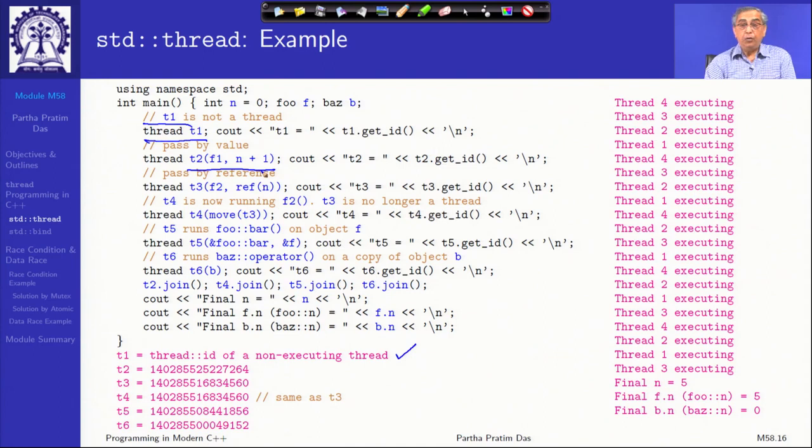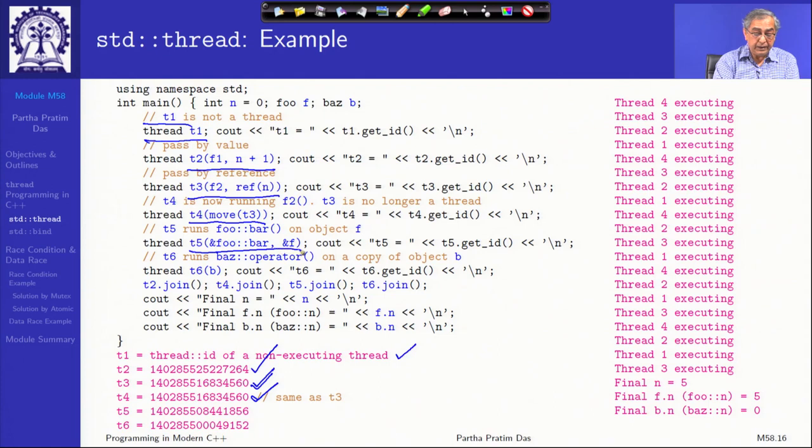In the second, we have given function f1 with a parameter n plus 1. So, this is another way of constructing the thread. Earlier we did bind and then passed the functor. Here we can directly pass that. We saw the explicit constructor with variadic templates. So, it does construct T2. Similarly, we construct T3 with another. We construct T4 by moving T3. So, the thread from T3 goes to T4. Therefore, you will see that between T3 and T4 the thread IDs are the same.